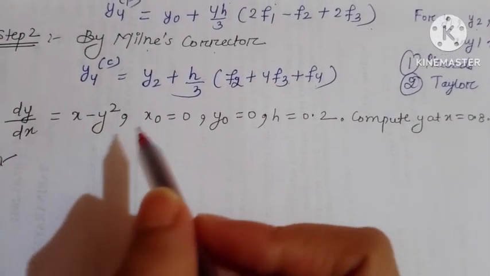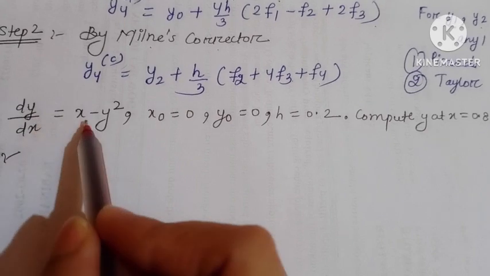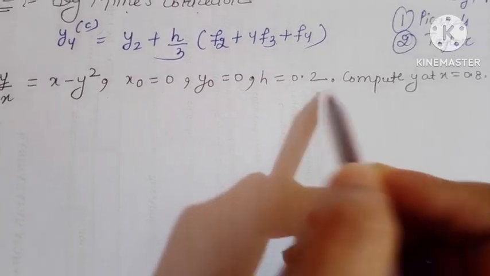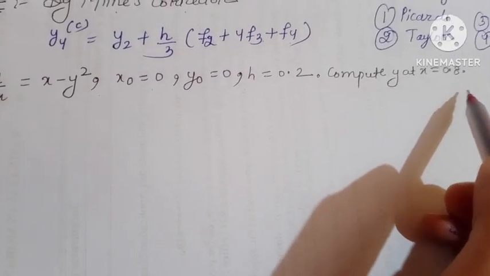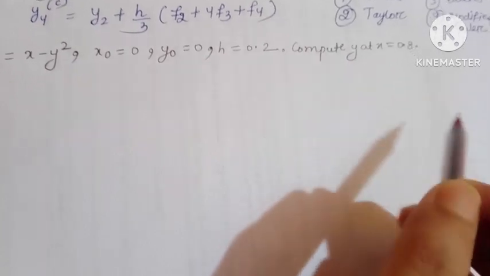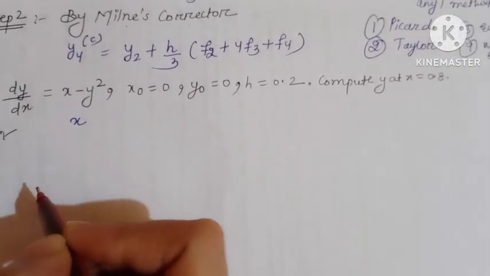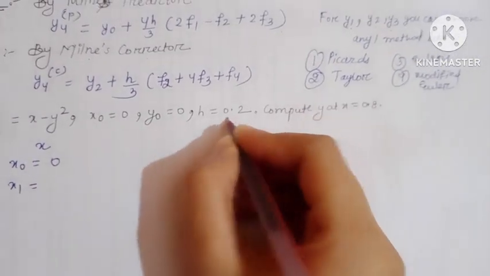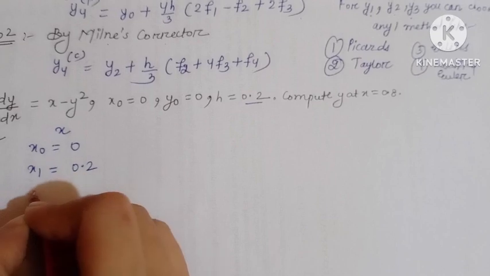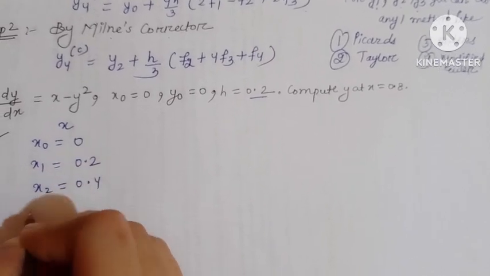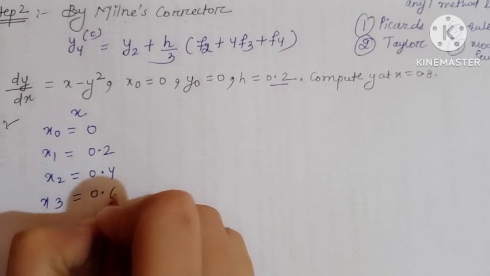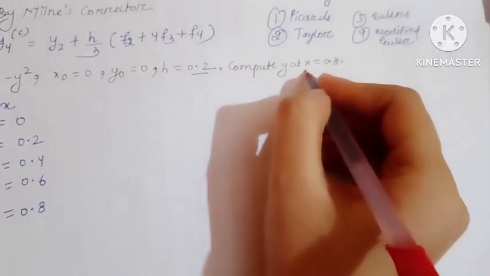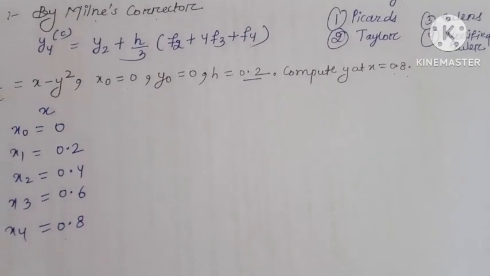This is the question given. Differential equation dy by dx equals x minus y square, x0 is 0, y0 equals 1, h equals 0.2. You have to compute y at x equal to 0.8. So we'll prepare the table. X0 equals 0 is given. X1, h is 0.2, so x1 will be 0.2, x2 will be 0.4, x3 0.6, x4 0.8. We will stop here because you have to compute till x equal to 0.8.